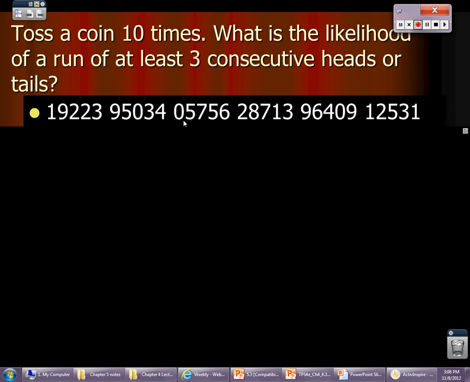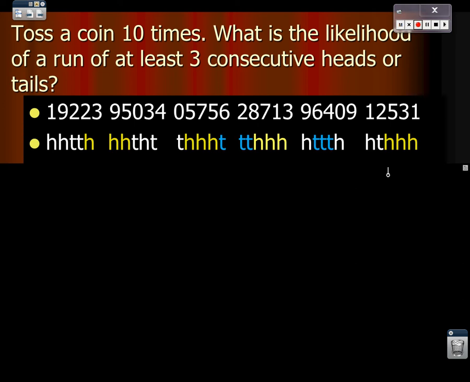My next set of 10, 05756, 28713, is my second trial of 10 coin flips. And then 96409, 12531, representing my third trial of coin flips. Well, that's going to correspond to the following.